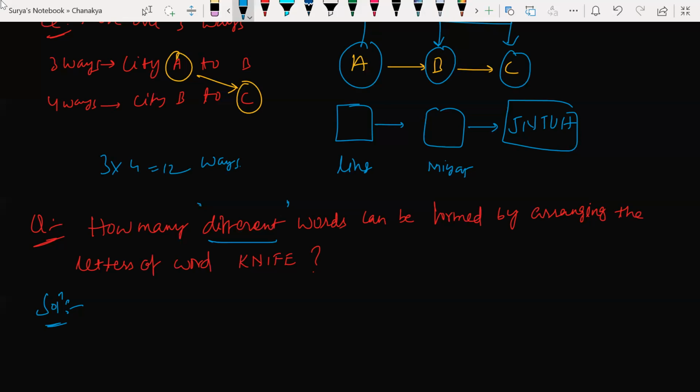Make it fast. Sir, done. What is the answer? 120? Yes. शाबाश. How did you get that? Sir, 5 factorial. Knife has five letters. हाँ, 5 factorial. ऐसा भी कर सकते हो. देखो, he is talking about different words, so no repetition. ठीक है, repetition allowed नहीं है इधर. देखो मुझे क्या चाहिए, how many different words.